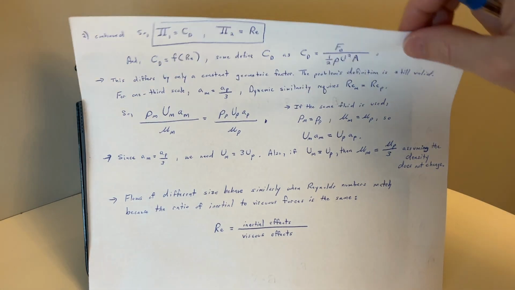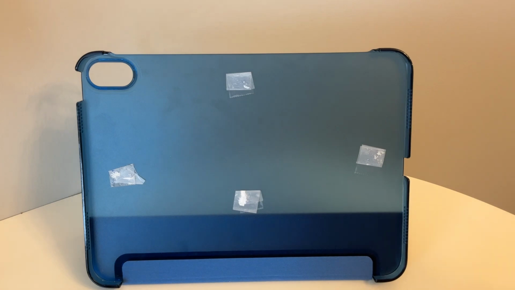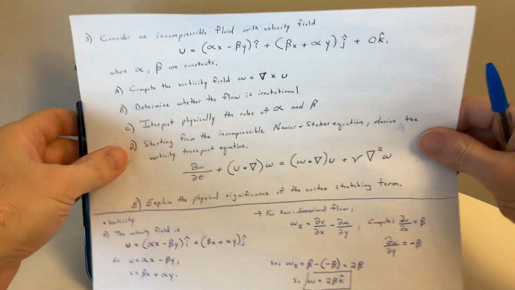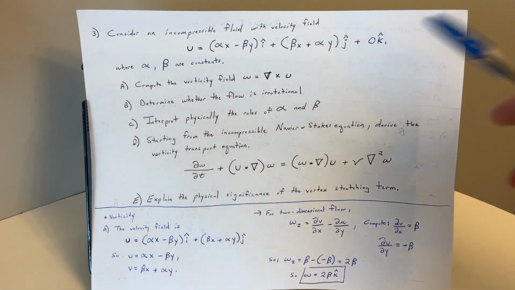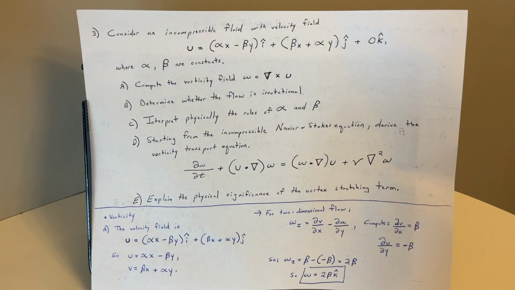Now moving along to number 3. Let's see what we could do with 3. So, consider an incompressible fluid with this velocity field that is given. Alpha and beta are constants.